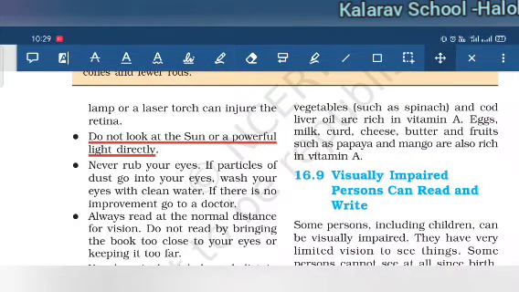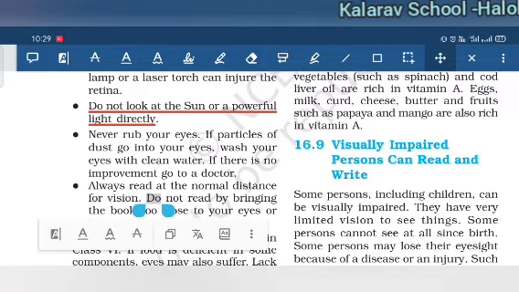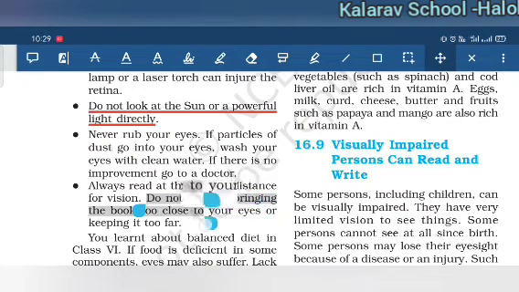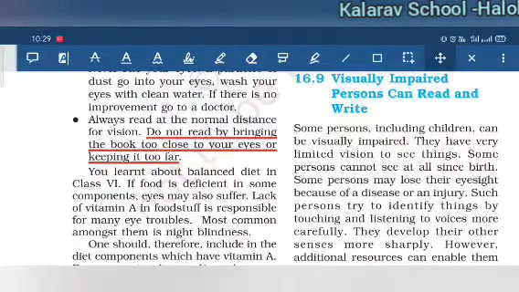Never rub your eyes if any dust particle goes into your eyes. Wash your eyes with clean water. Always read at the normal distance for vision. Don't bring the book too close to your eyes, and not too far from your eyes. So it is at the normal distance.